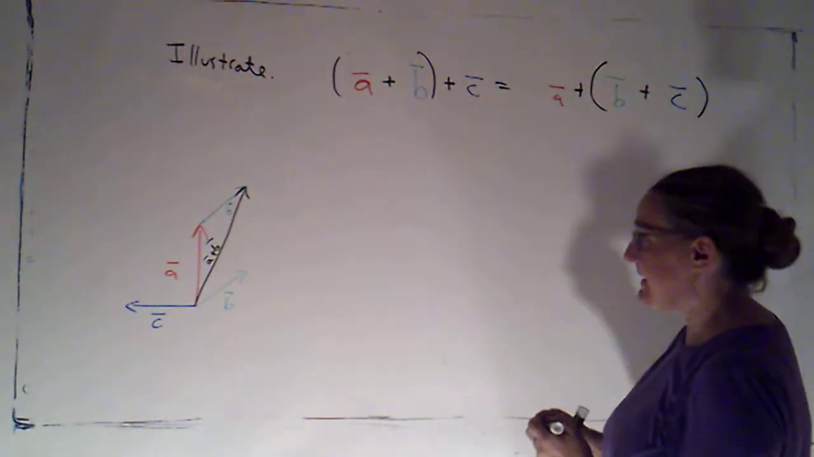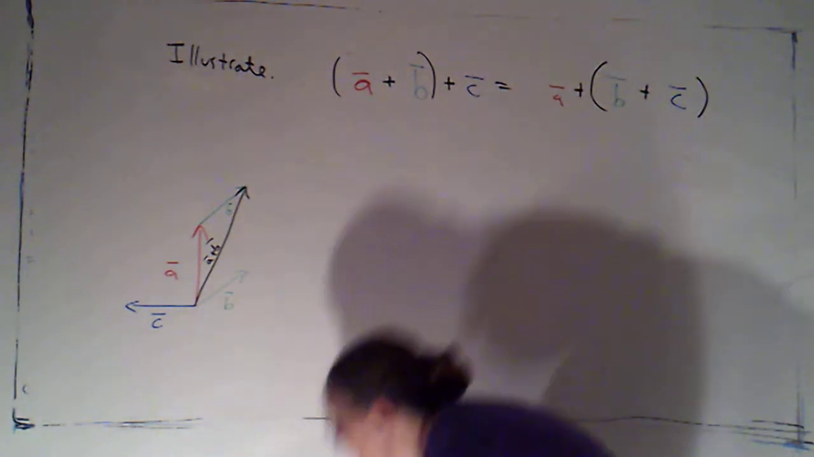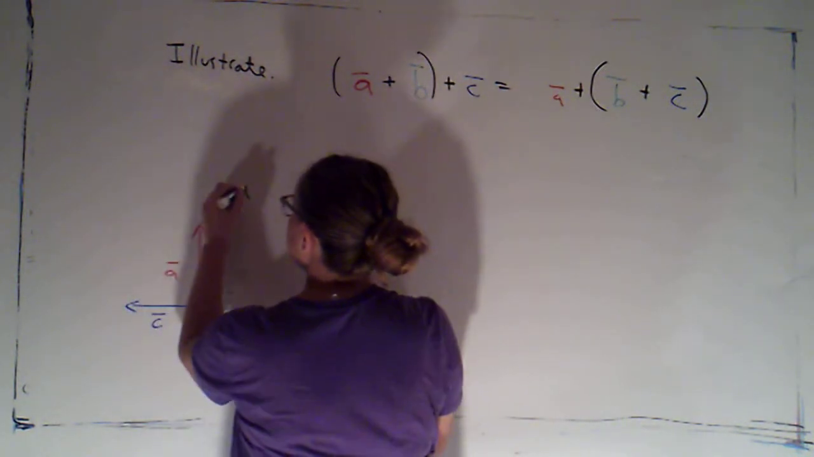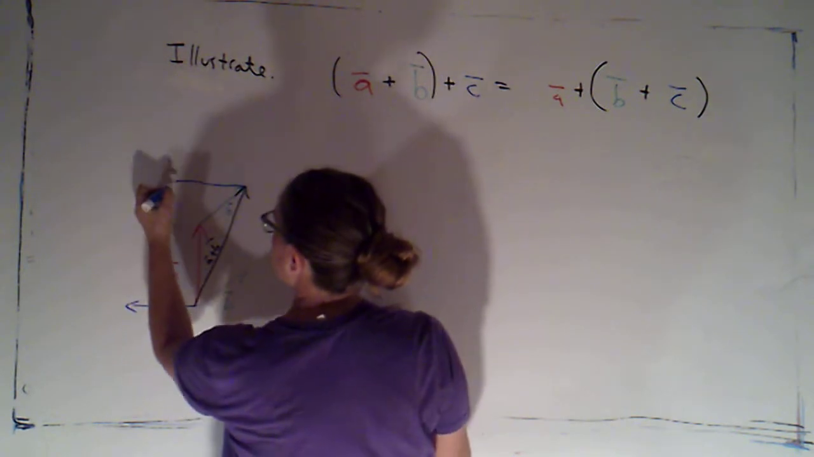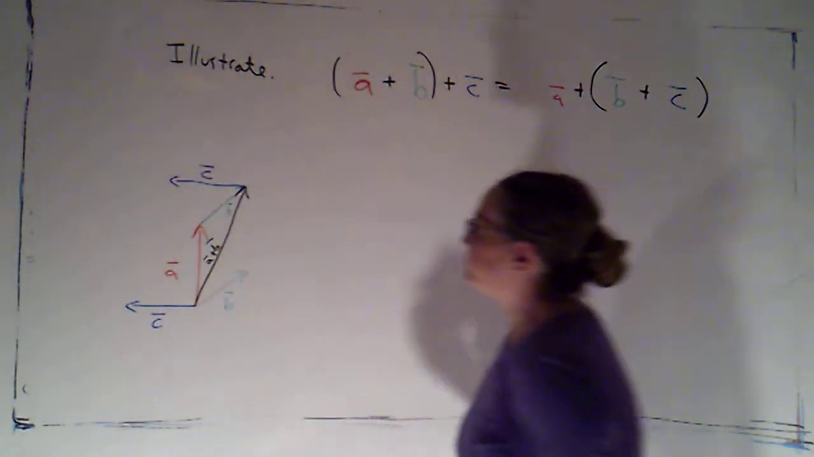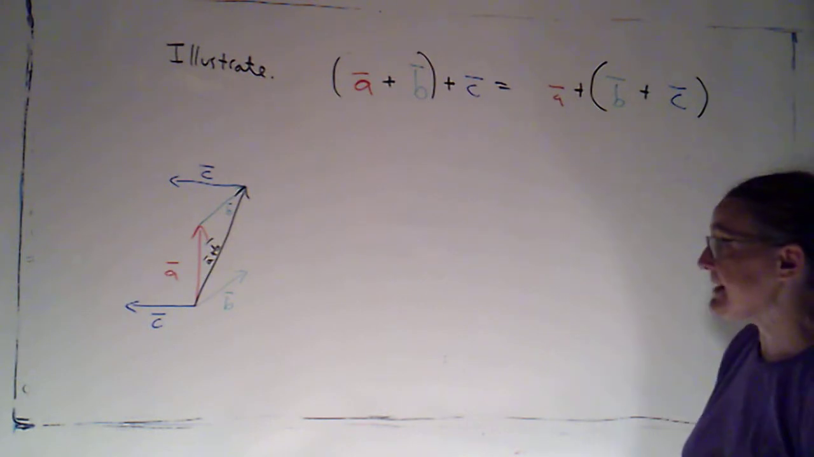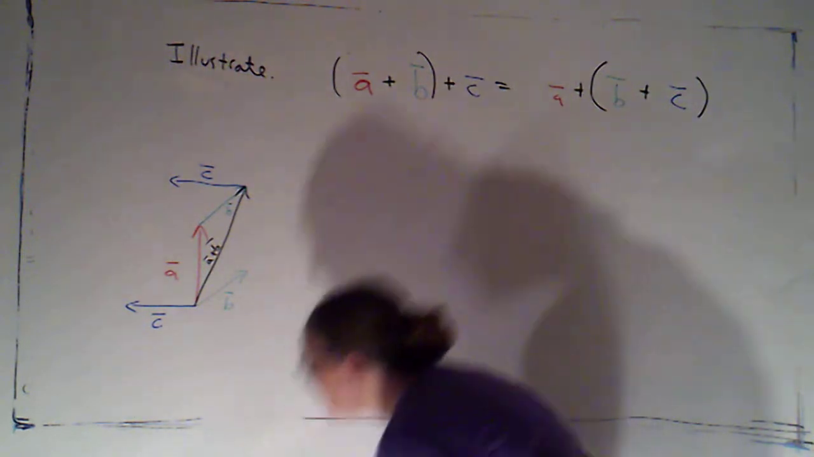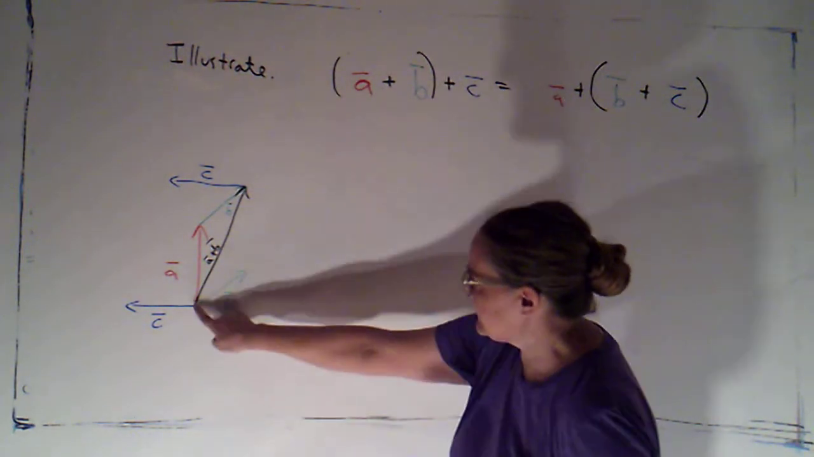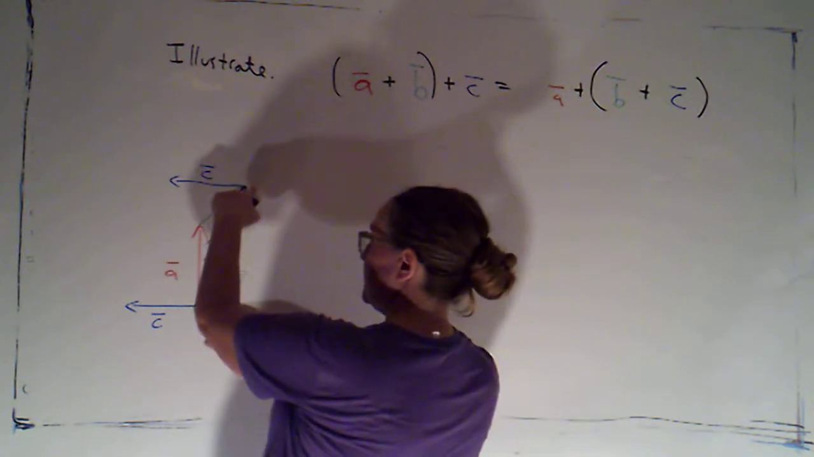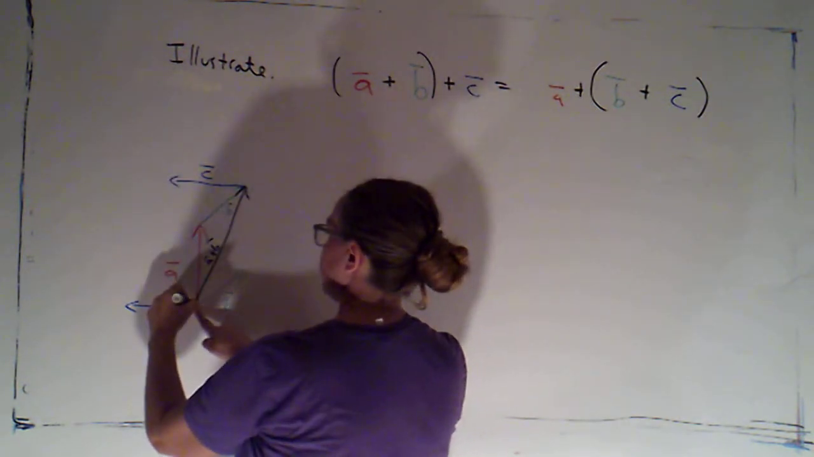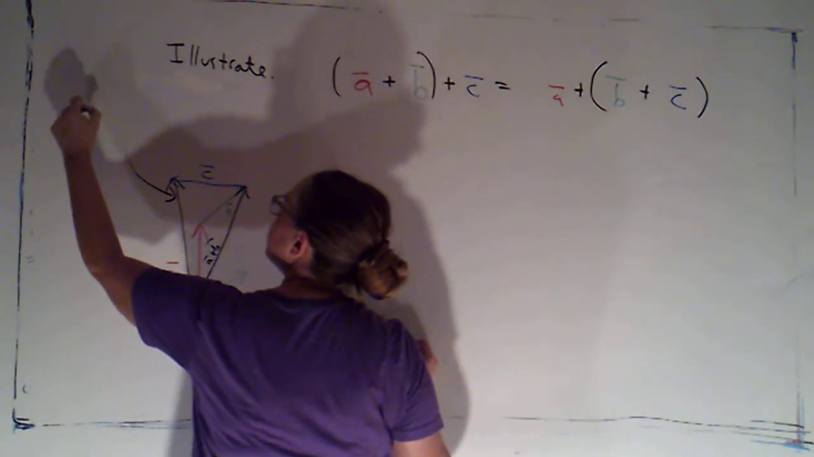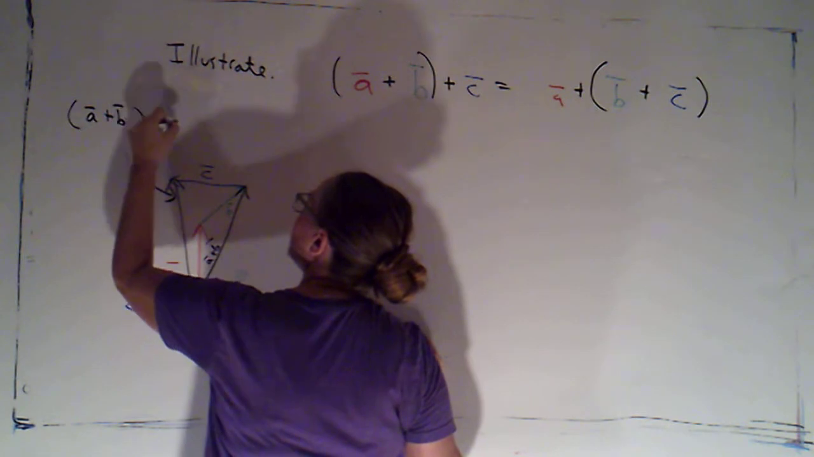Okay. Now I need to add to that C. So I need to take C and I need to translate it so that its tail is at the tip of A plus B. Okay. And then my vector sum is going to be the vector that points from the tail of A plus B and points to the tip of C. So this vector right here is A plus B plus C.